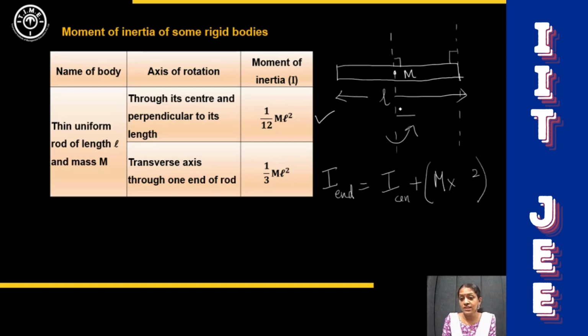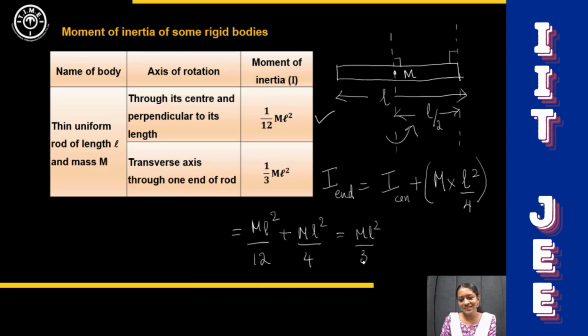See here, what is the distance between the two axes? Definitely it is L by 2, right? So L by 2 the whole square will give you L square by 4 over here. And we know what is the equation to find the moment of inertia of a uniform rod about the axis passing through center, right? What is that? ML square by 12. You can substitute it. You will get ML square by 12 plus ML square by 4. On calculation, this will give you ML square by 3.